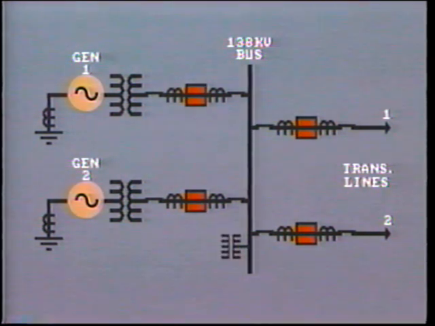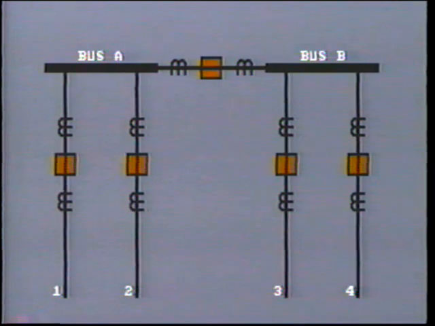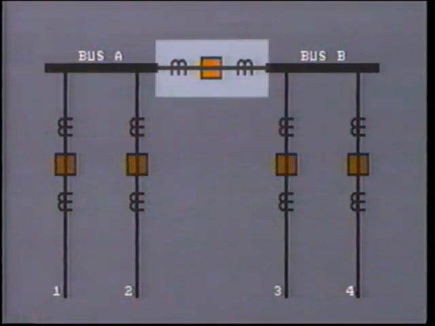Now, one disadvantage of the single bus arrangement is that any prolonged defect on the bus would necessitate shutting down the whole power station and losing the output from the two generators. In an attempt to improve reliability, the bus is sometimes split with a tie breaker connecting the two halves. In this arrangement, the tie breaker will normally be closed in order to increase system reliability.